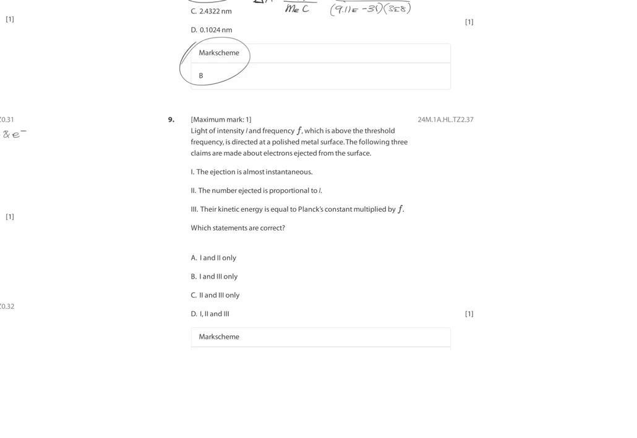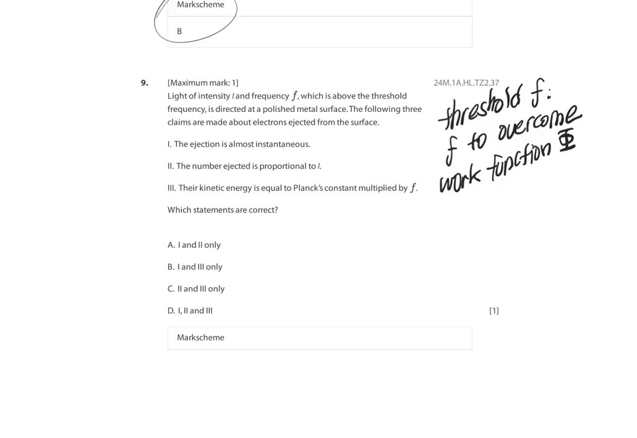Number 9, light of intensity I and frequency f above the threshold frequency is directed at a polished metal surface. Okay, so threshold frequency, what does that mean? That threshold frequency is the frequency of the light that would overcome the work function and get electrons to come off of the photosensitive surface for the photoelectric effect. It says 3 claims are made about electrons ejected from the surface.